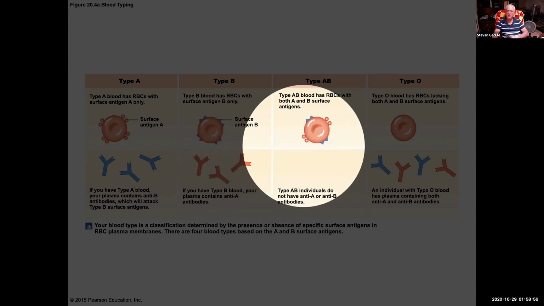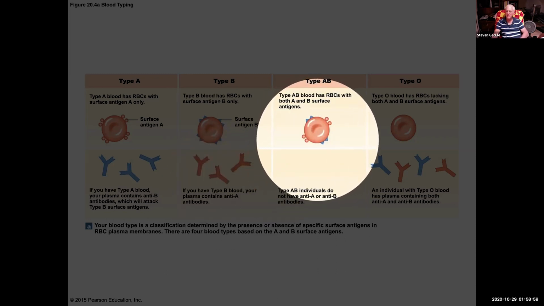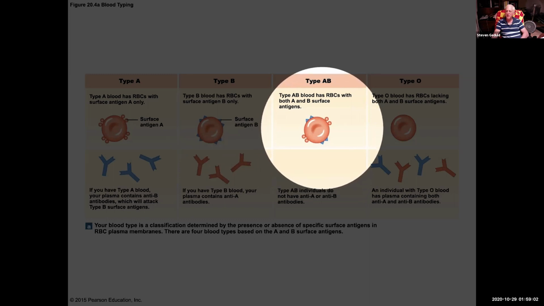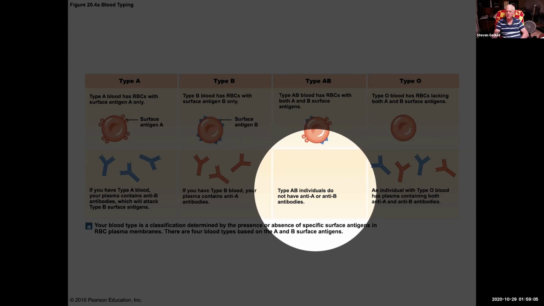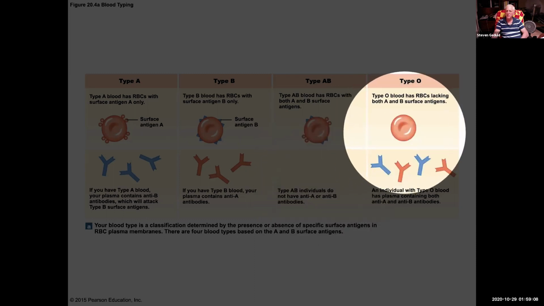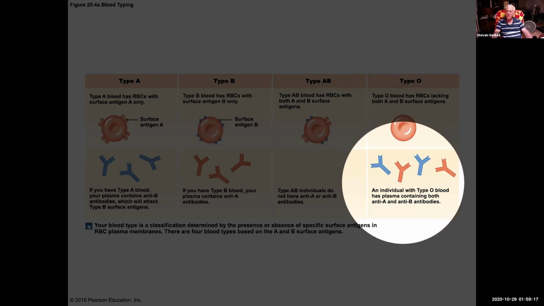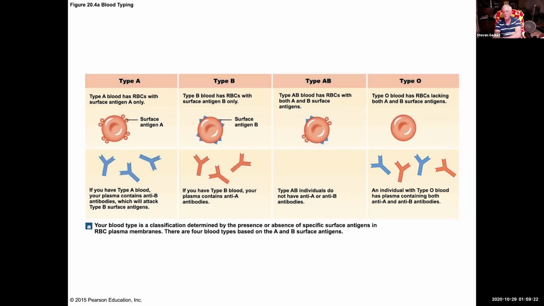Blood type AB, you have both A and B surface antigens on your red blood cell, and you have no antibodies circulating in your plasma. Blood type O, you have no surface antigens, no markers on your red blood cell, but in your plasma you have circulating antibodies A and B. So if a type O patient gets a blood transfusion that has an A or a B marker on it, it's going to destroy the blood. It's going to form a clot in your bloodstream, and the patient's not going to be happy. That's why it's important to match blood types before transfusion.